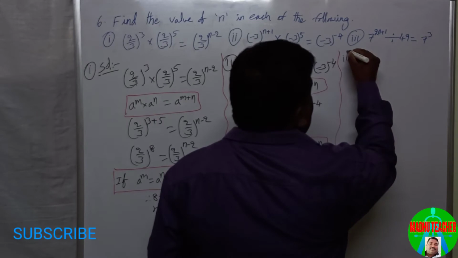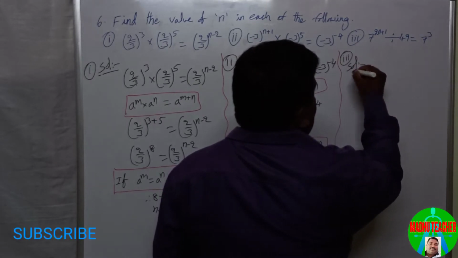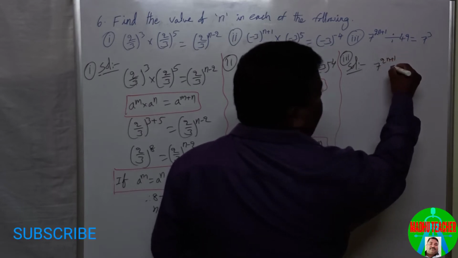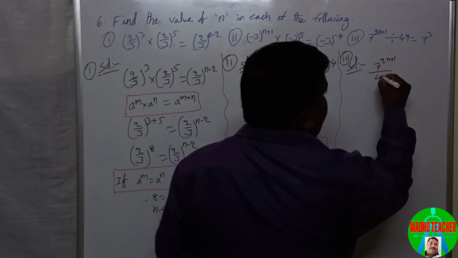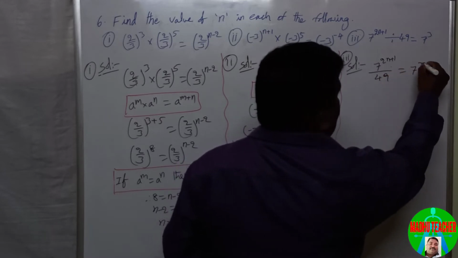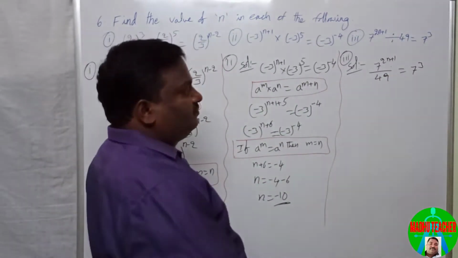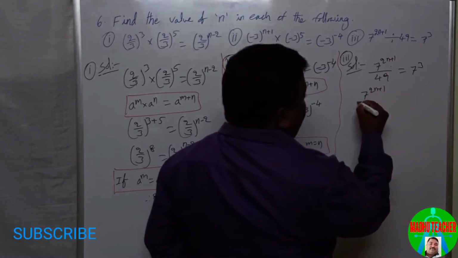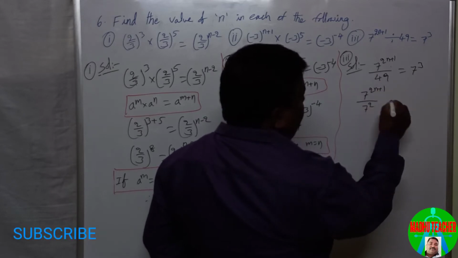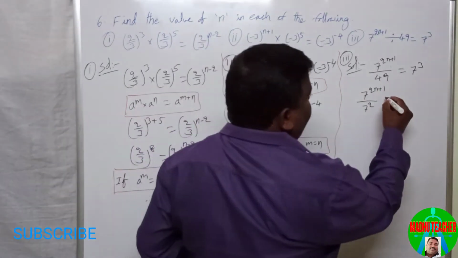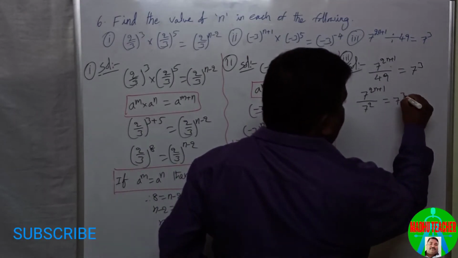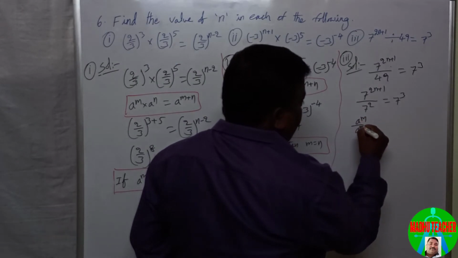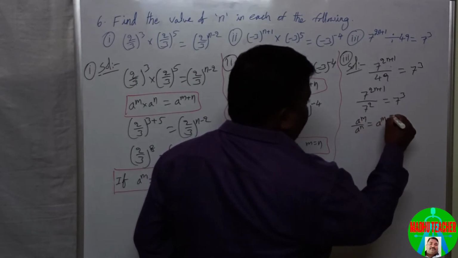Third one is, so what is given? 7 to the power of 2n plus 1 divided by 49 equals 7 to the power of 3. So here, 7 to the power of 2n plus 1 by 49, we can write 49 as 7 square, 7 sevens are 49, equal to 7 to the power of 3. So it is in the form of a to the power of m by a to the power of n equal to a to the power of m minus n.